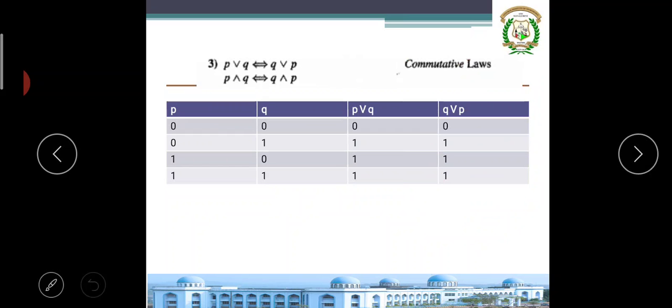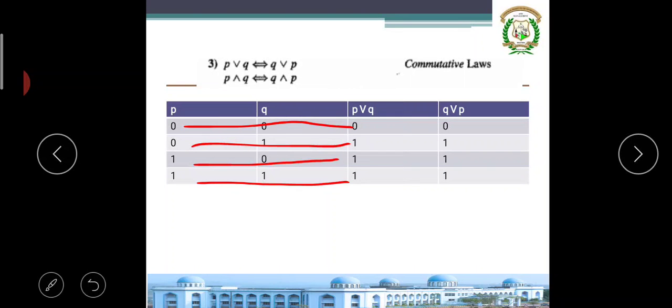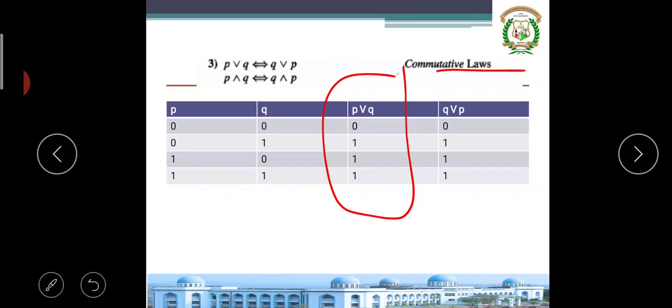Next one, commutative law. What is commutative law? A plus B equal to B plus A. That's nothing but a commutative law. X plus y equal to y plus x. You see here, this is P or Q. 0 plus 0, 0. 0 plus 1, 1. 1 plus 0, 1. 1 plus 1, 1. If I make Q plus P, same thing I am getting. 0 plus 0, 0. 0 plus 1, 1. 1 plus 0, 1. 1 plus 1, 1. No doubt, this column P or Q is equal to Q or P. This is called commutative law.